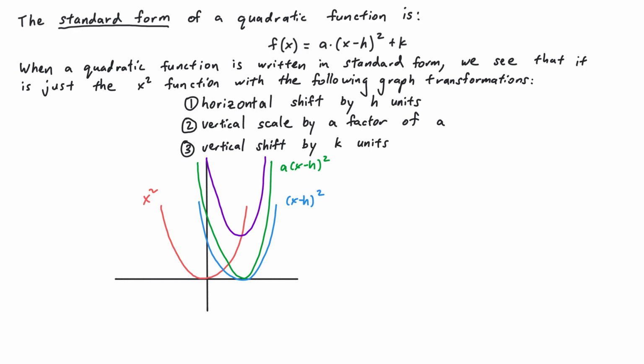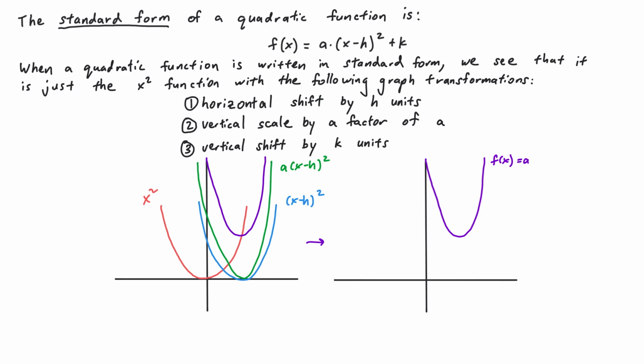Let's look at our final graph on its own separate axis. This final graph is the graph of our function f of x equals a times (x minus h) squared plus k. Let's now try to identify where our key features are. Let's start with the vertex of the parabola.